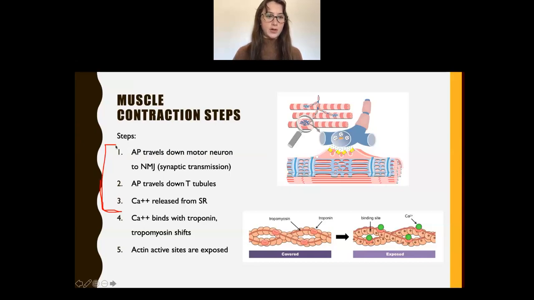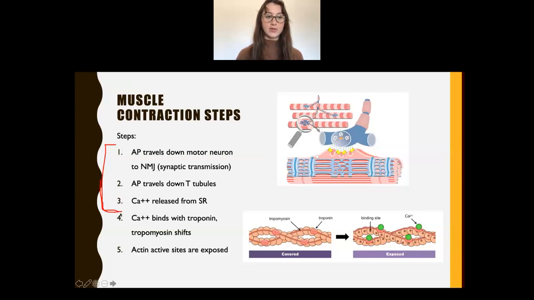I put a little bar here indicating that these first 3 steps, up until calcium being released from the SR, that's electrical. So electricity, I guess you could say, is what's stimulating all of that to happen. Action potentials is what's stimulating all of that to happen. So action potentials stimulates calcium to be released from the sarcoplasmic reticulum.